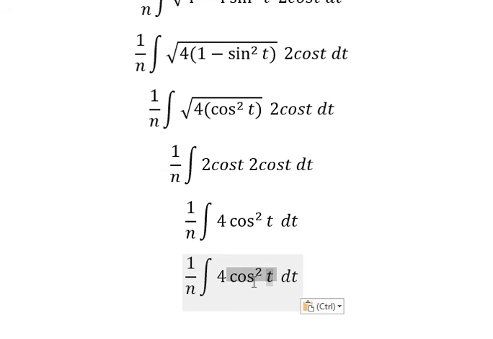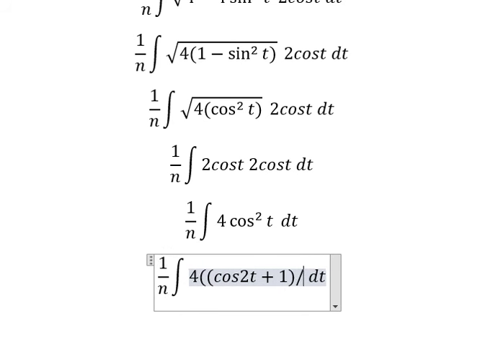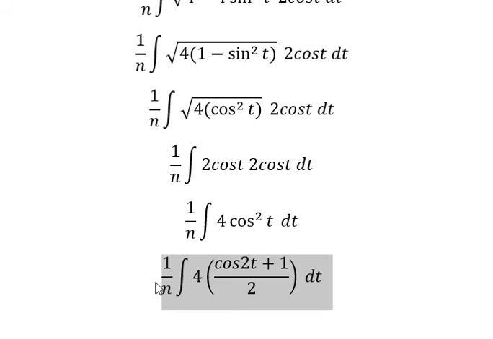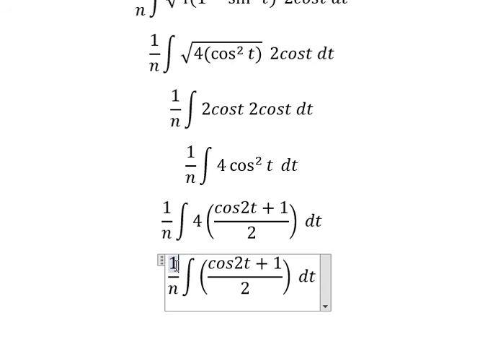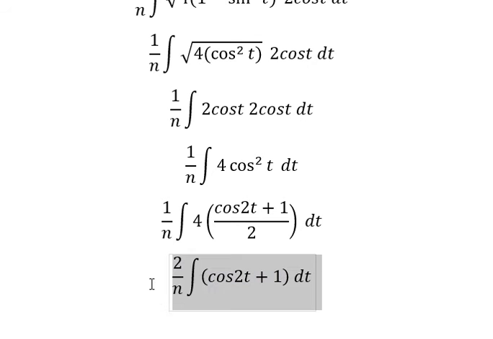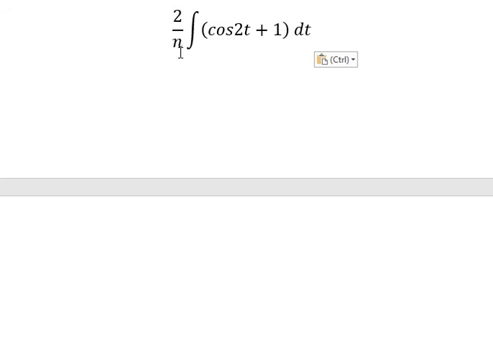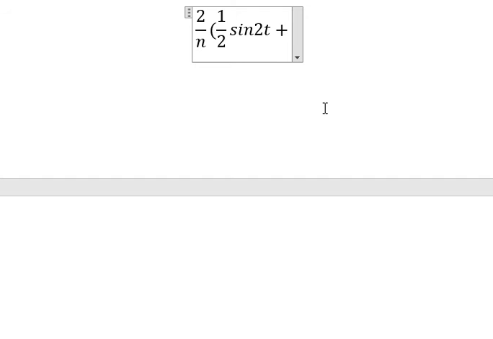Next we have an identity. We can change cosine t square into cosine 2t plus 1 over 2. Number 4 divided by 2, you get 2. So I will put number 2 in here. And this one you get cosine 2t plus 1. The integration of this one, you will get 1 over 2 sine 2t. About number 1, you get t.